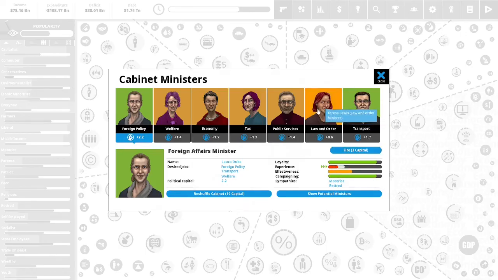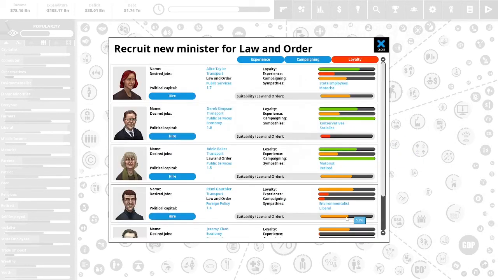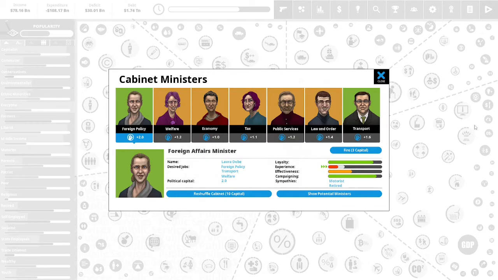This law and order minister, we have to deal with her. Let us fire the law and order minister. I'm thinking of hiring Remy Gauthier. He is environmentalist and liberal. He is 53% suitable for this position, while he is not as suitable as some of the others. He is closer to our leanings right now, so let's hire him. It has not affected our cabinet very much, so let's continue.